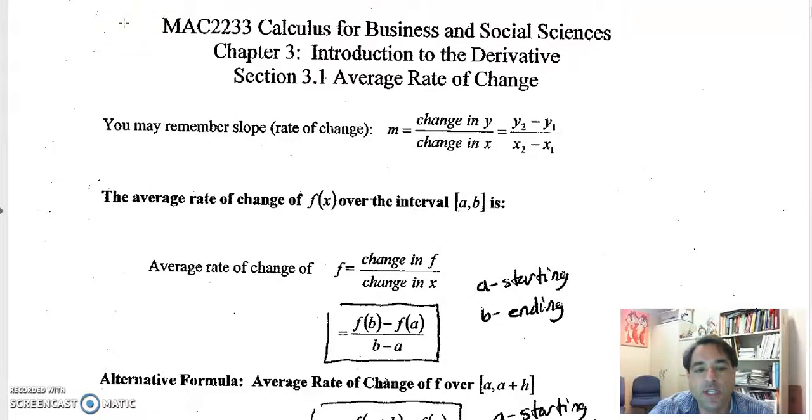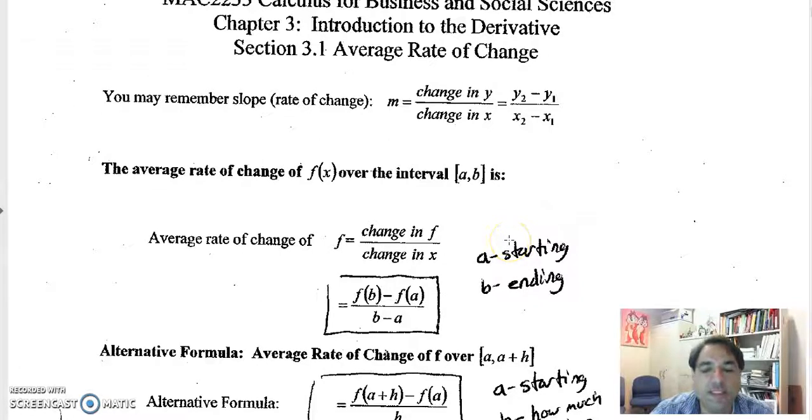Hello. We're going to talk about, in Chapter 3, average rate of change. So here's a short video going over the note solutions. You remember average rate of change is slope, the change in y over the change in x, the symbol being m. The formula was y2 minus y1 over x2 minus x1. Well, we're going to look at it a little differently, but really the same thing.